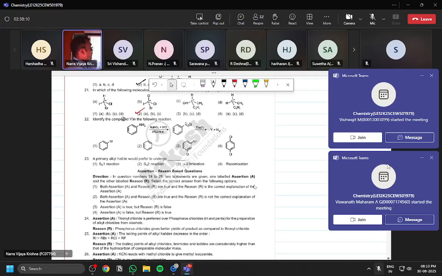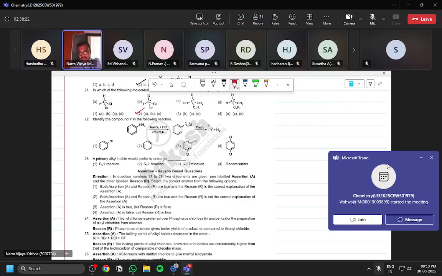Primary amine with NaNO2 in presence of HCl or HNO2, benzene diazonium salt. That with Cu2Cl2, cuprous chloride. What is it called? Sandmeyer. Correct, sir? So you will get chlorobenzene. We call this reaction as Sandmeyer reaction. So answer must be option 1. Correct or not? Next one.